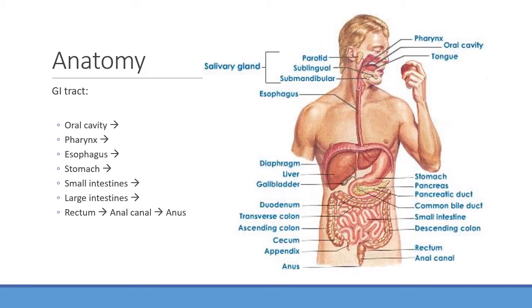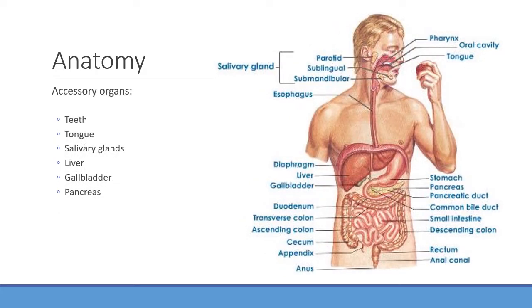So again, going from the oral cavity, to the pharynx, esophagus, stomach, small intestines, large intestines, finally the rectum, anal canal, and anus. So again, we'll go over the details of how all these are functioning with one another, but I'm not going to belabor the anatomy here so much. Again, obviously we have some accessory organs here, so the teeth, tongue, salivary glands.